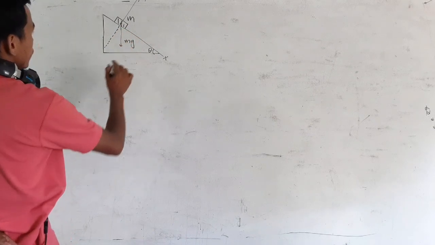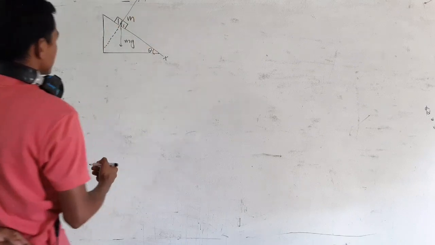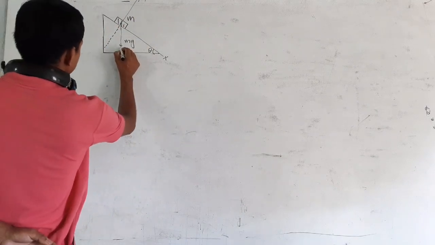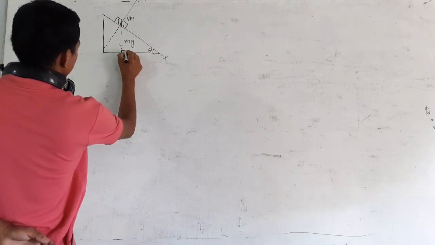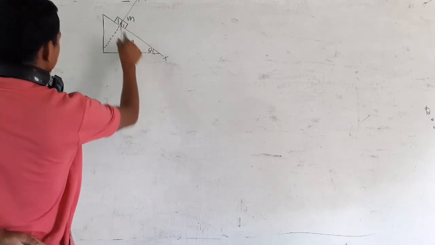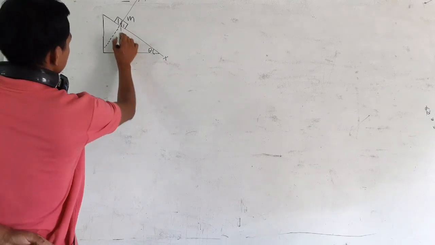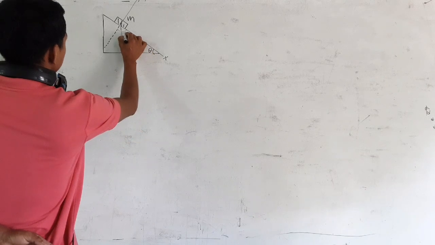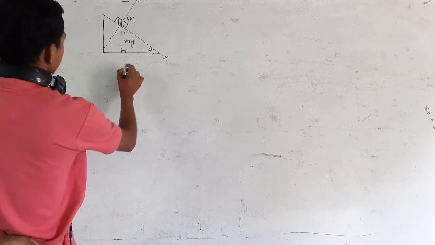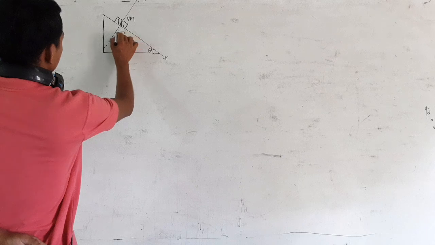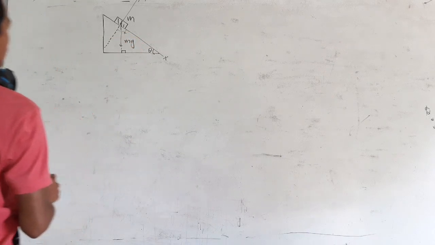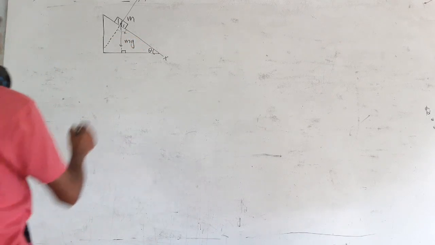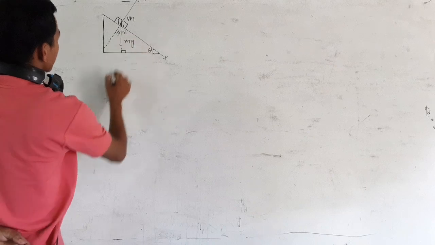To find the component of the weight along the y direction, I'm extending this line and also this line. So it makes an angle of 90 degrees because it is completely horizontal and vertical. This theta plus this angle x is equal to 90 degrees, and the x and y axes are also at 90 degrees to each other. Therefore, this angle is equal to theta.